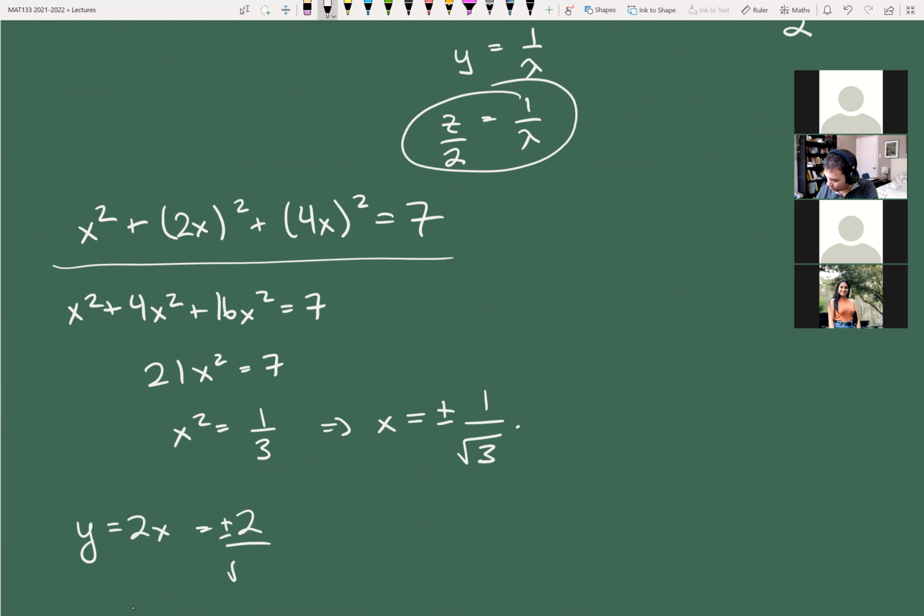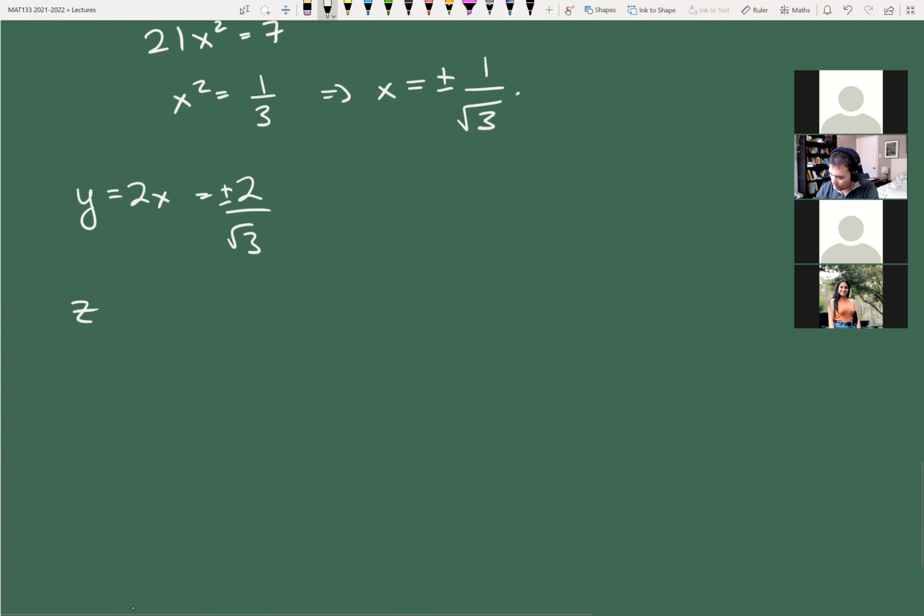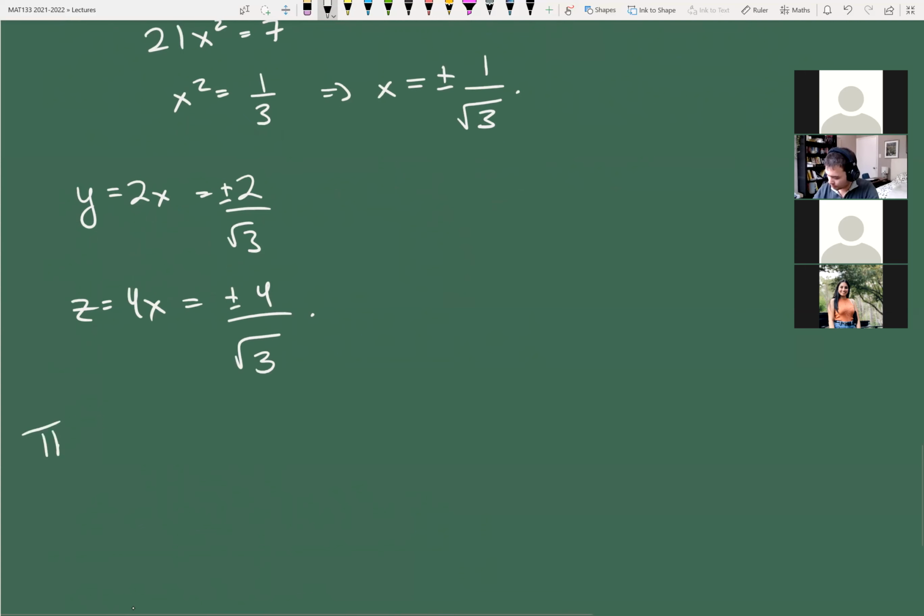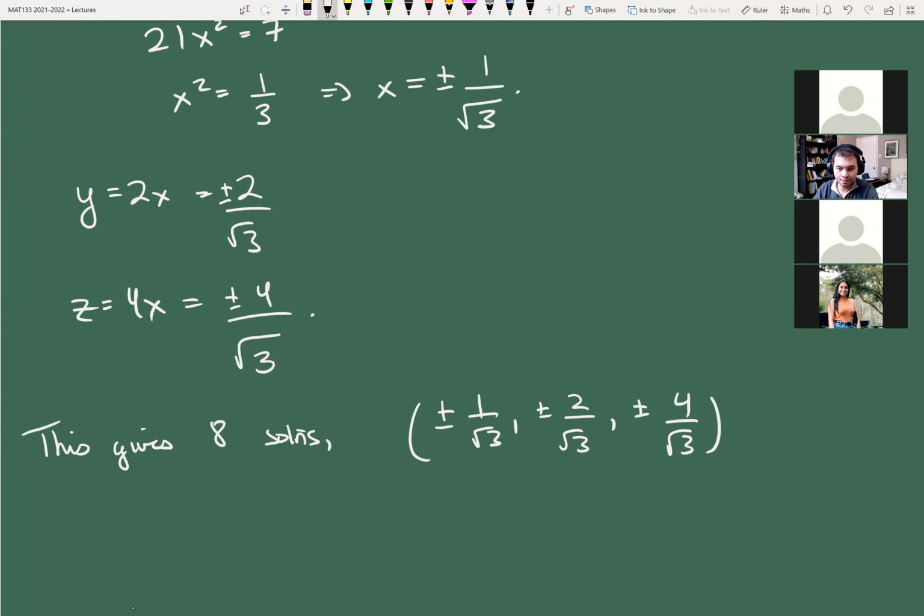2 or plus or minus 2 over root 3. And then we also knew that z was equal to 4x. And that is plus or minus 4 over root 3, right? So this gives us now potentially a whole ton of solutions. This actually gives us 8 solutions. So this gives 8 solutions. So plus or minus 1 over root 3, plus or minus 2 over root 3, plus or minus 4 over root 3, right? So there's 8 solutions here, but what does the question ask for?